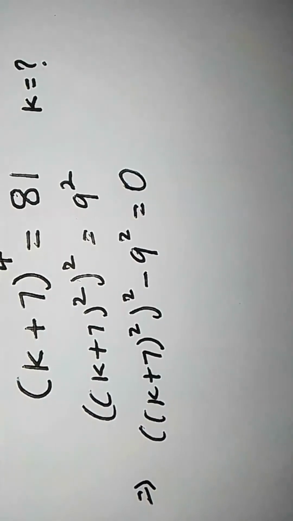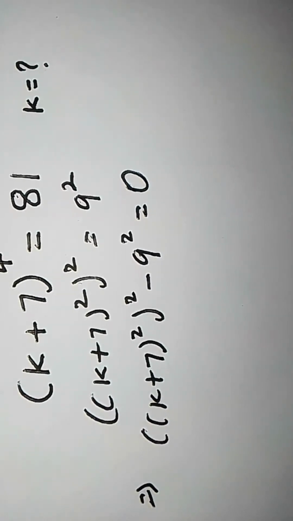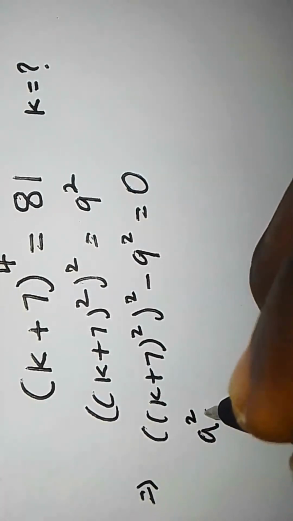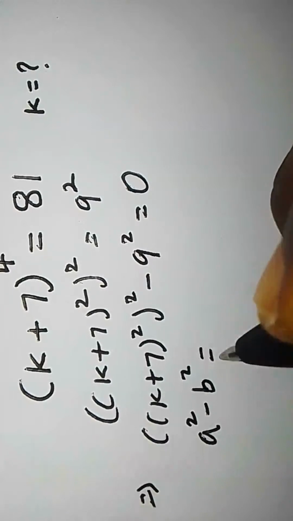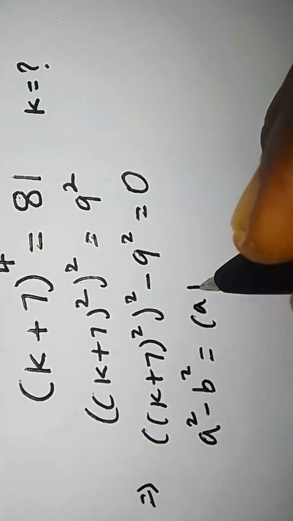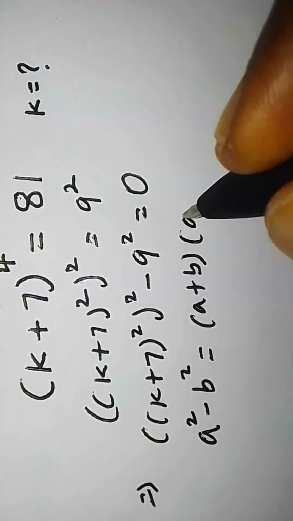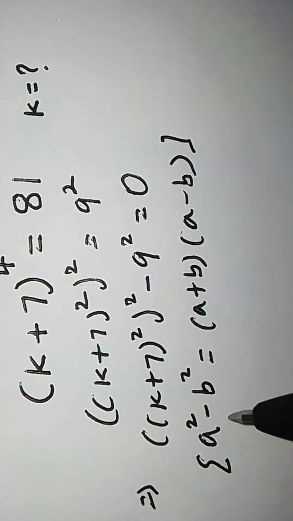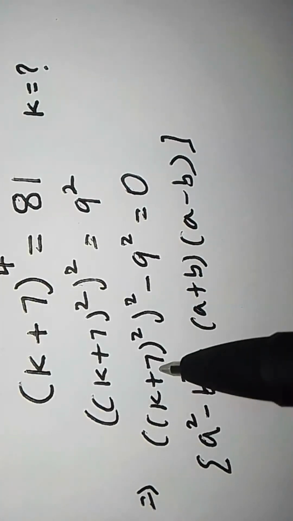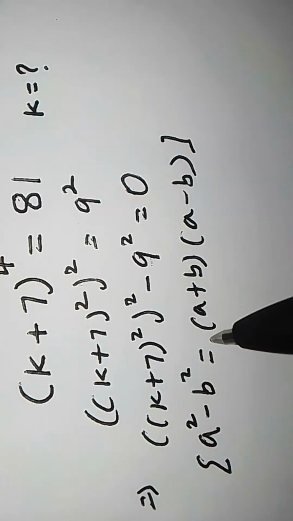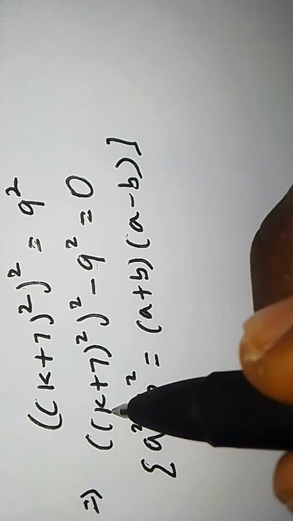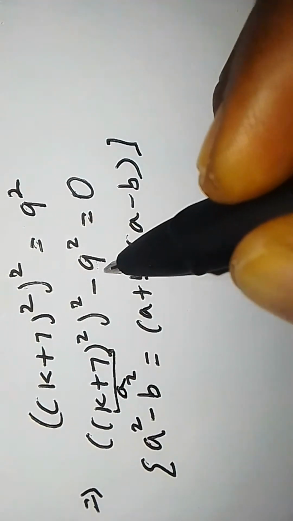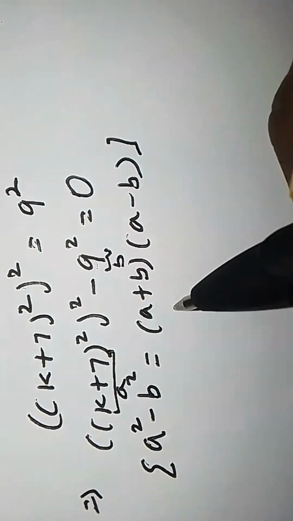At this stage, let us recall this very beautiful property. This is a difference of two squares. It says a squared minus b squared is equal to (a plus b) times (a minus b). This is the difference of two squares formula. Applying this identity, first you will notice that (k plus 7) squared is a, while 9 is simply b.